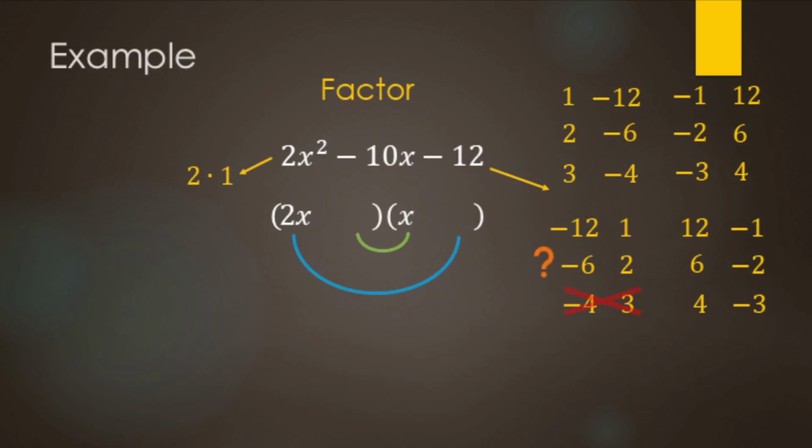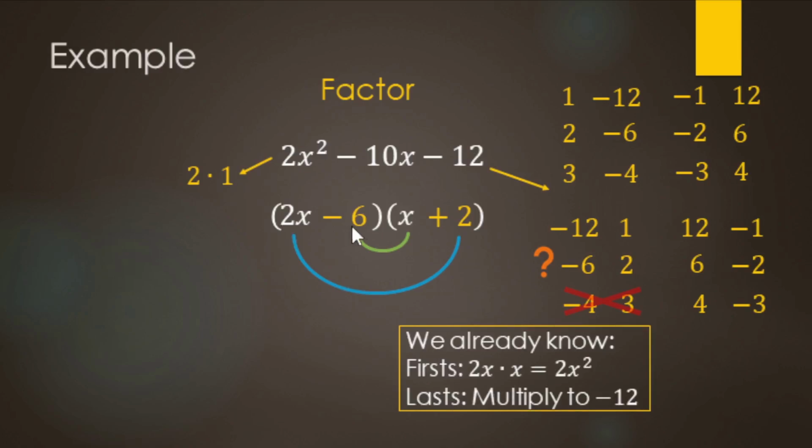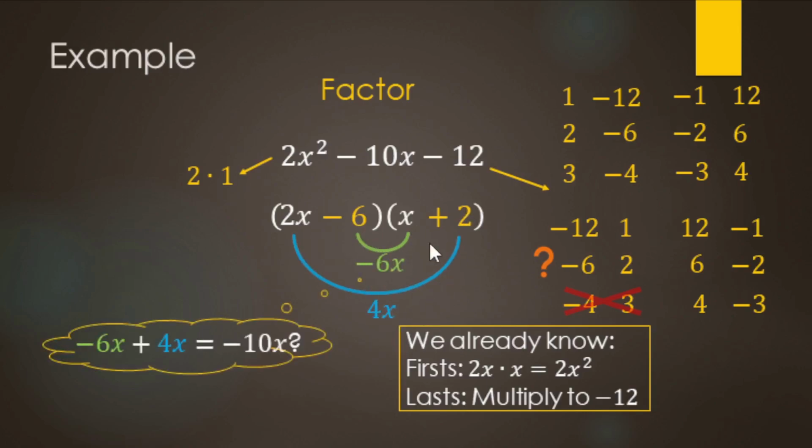Let's try negative 6, 2. Here we go, so 2x minus 6, x plus 2. We already know the firsts are good and the lasts are good. We're just checking outers and inners. 2x times 2 is 4x, negative 6 times x is negative 6x. That's going to make a negative 2x. We were hoping for negative 10x instead. So it's not negative 6 and 2.